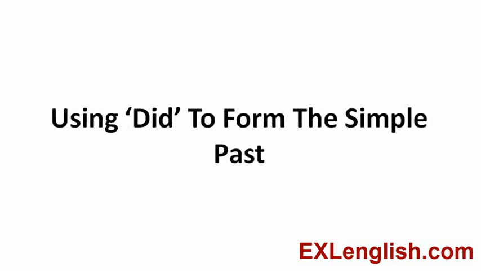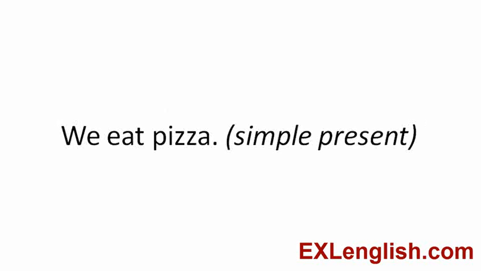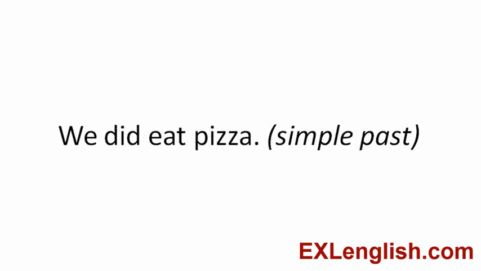Using did to form the simple past. The very simplest way to form the past tense is to simply add the auxiliary verb to do in its past form, which is did. Remember that the auxiliary verb simply tells us what tense we are using. We eat pizza, simple present. We did eat pizza, simple past.